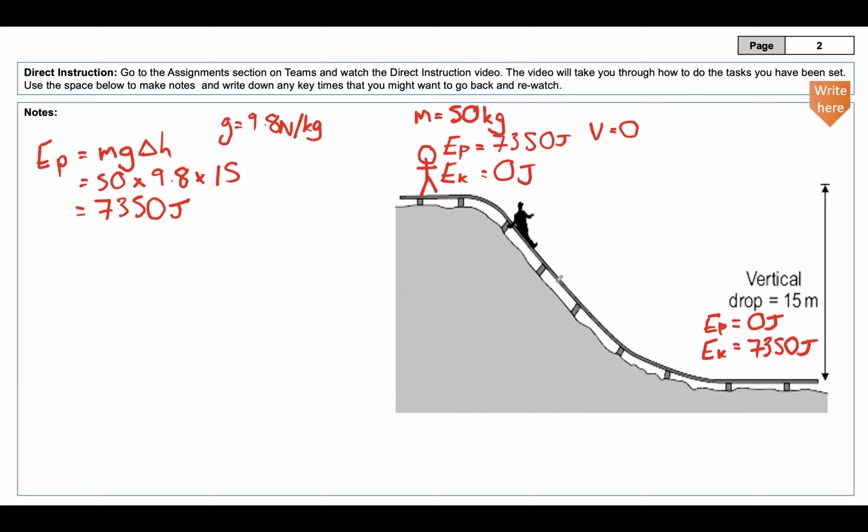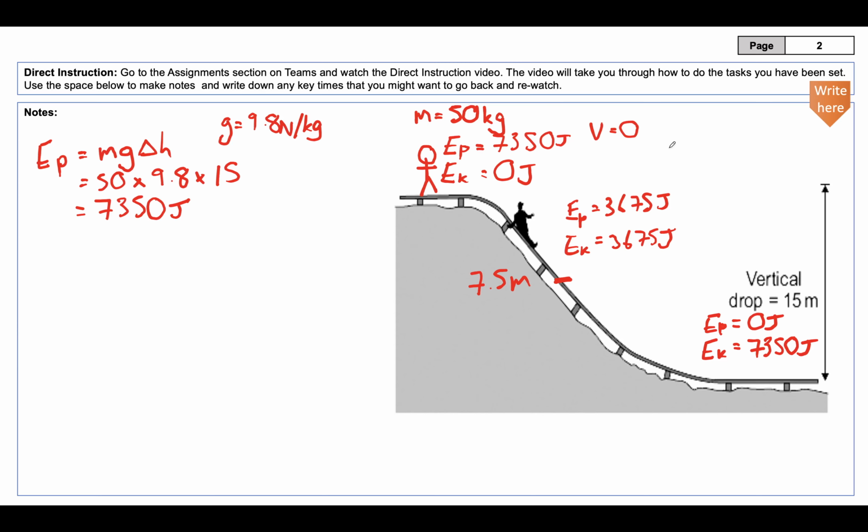We could even look at halfway. So when he was 7.5 meters, half of this will still be potential, half of it will be kinetic. So half of his potential will have gone, so he'll be left with 3,675 joules of potential, and half of it will be kinetic. So that's 3,675.